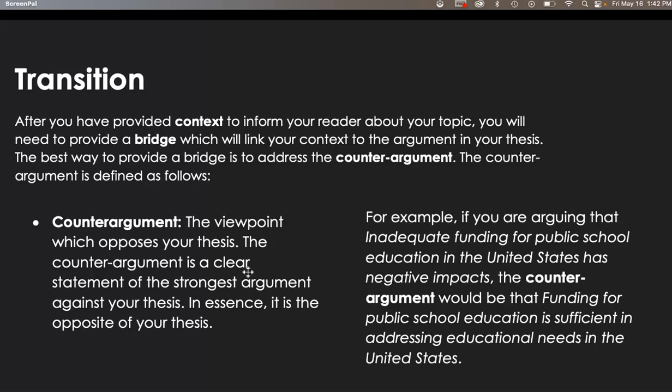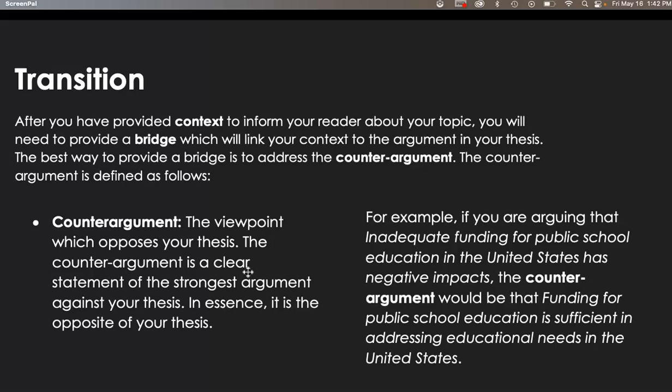The counterargument is defined as follows. The counterargument is a viewpoint which opposes your thesis. The counterargument is a clear statement of the strongest argument against your thesis. In essence, it's the opposite of your thesis. Now, granted, some topics don't just have a pro and con, they have multiple viewpoints.